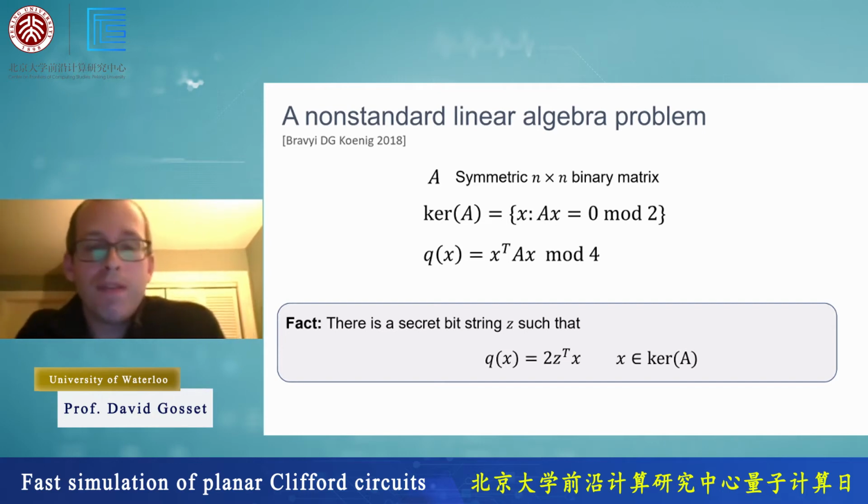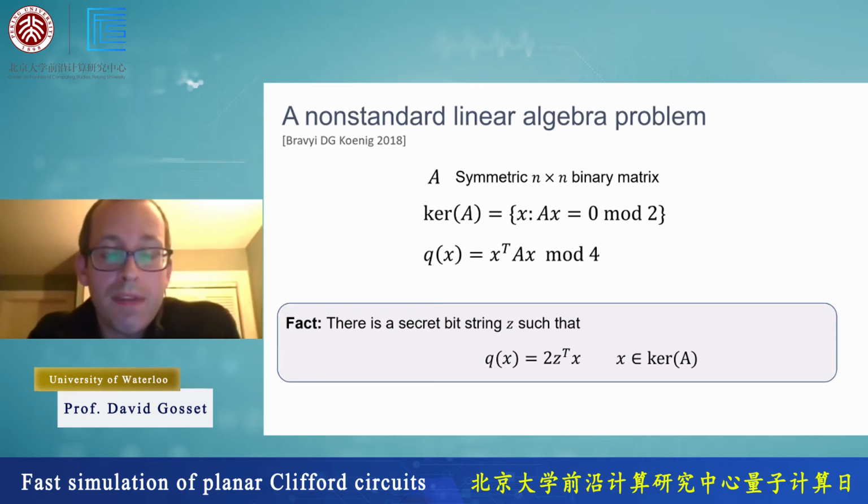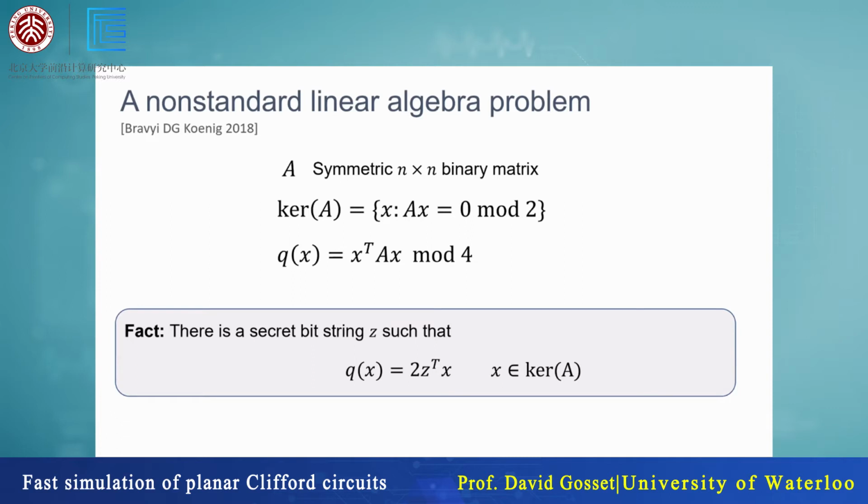So, there's something funny going on here with the mod 2 and the mod 4. If everything was mod 2, and you looked at this quadratic function, defined as x transpose Ax mod 2, on the kernel of A, then it would just drop from being quadratic to being a constant function, the function 0. But because we have this mod 2 and mod 4, something slightly funnier goes on: when we look at the quadratic function in the kernel of A, instead of dropping down from quadratic to constant, it drops down from quadratic to linear.